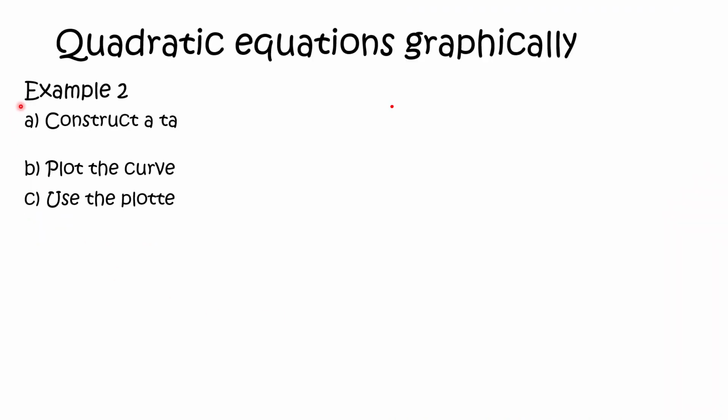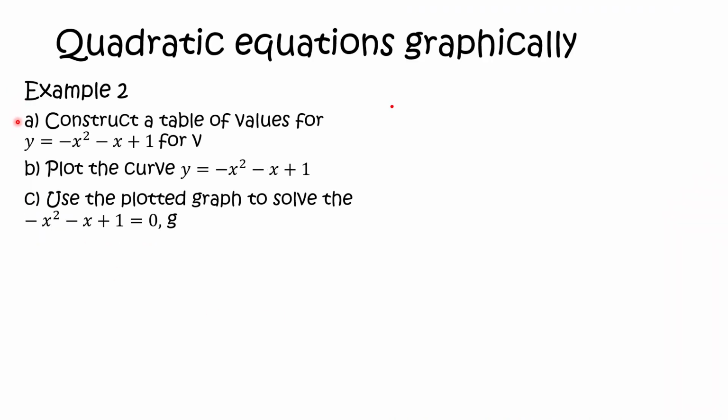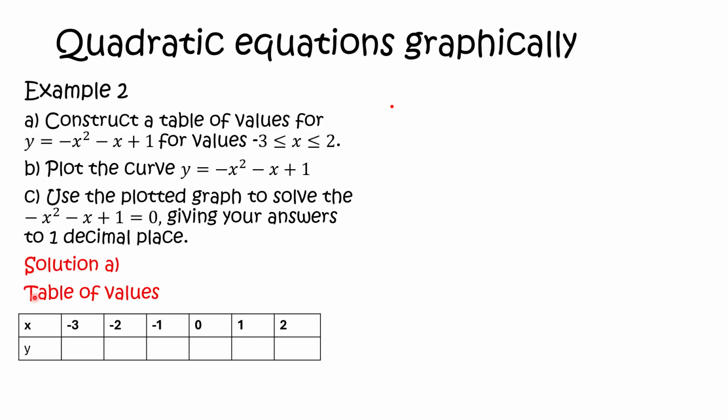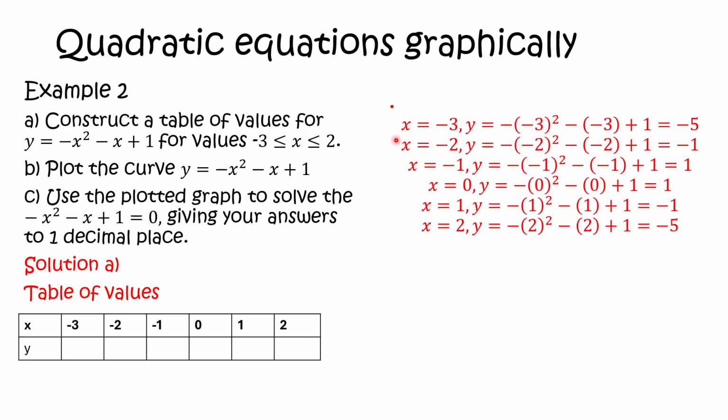With example 2, we are asked to construct a table of values, plot the curve, and then solve for the curve where the curve is equal to 0, giving our answer to 1 decimal place, of course. Perfect. So the first thing is to come up with a table of values. So we have x from minus 3 to positive 2. Then we calculate the associated y values. So for x is equal to minus 3, where I have x, I substitute a minus 3 so that I get a final answer of minus 5. I do the same for all the other values up until I get to the last x value, which is 2.